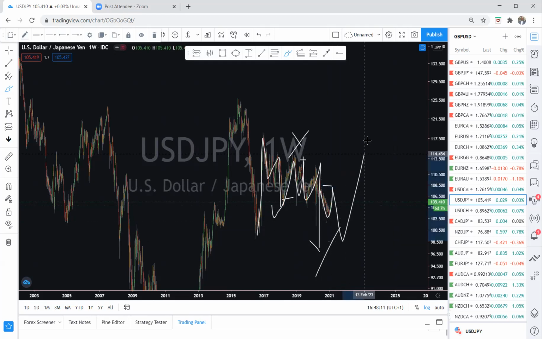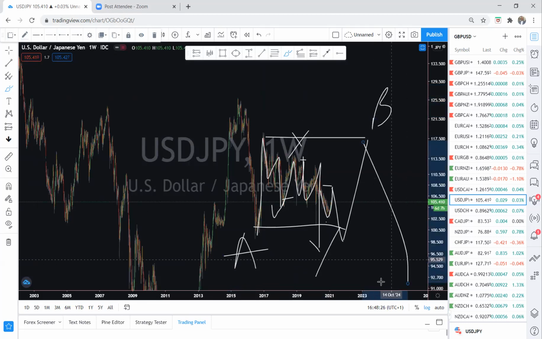After that, we have this move to the upside. This move to the upside is very necessary for us to have this structure. For this to be A, this will be B, and this will be C. But for now, upside is necessary on USD CAD.